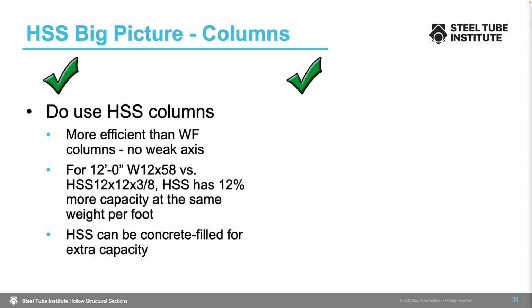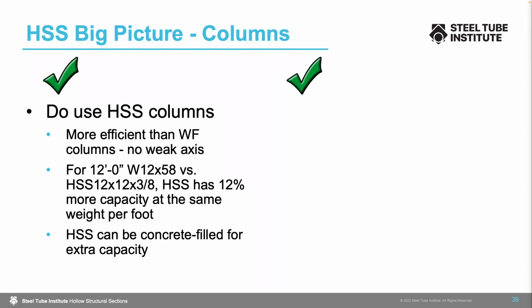So reasons to use HSS for columns, they are more efficient, as I just mentioned, and that is primarily because there is no weak axis. So there's no loss of strength in that weak axis direction because there isn't one. And just for a quick numerical example here, if you had a 12-foot column and you're looking at a W12 by 58 versus an HSS 12 by 12 by 3/8, which are roughly the same weight per foot, that HSS section would have about 12% more capacity at the same weight per foot.